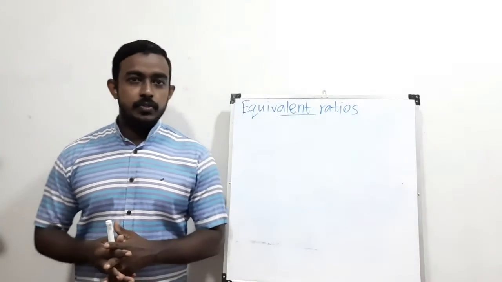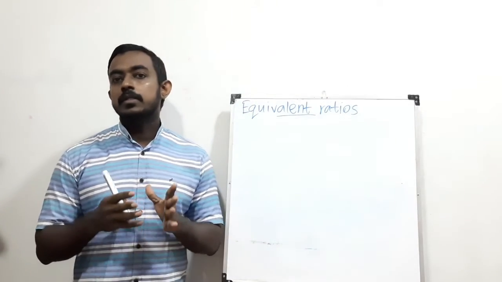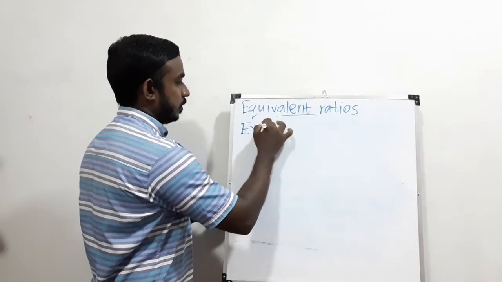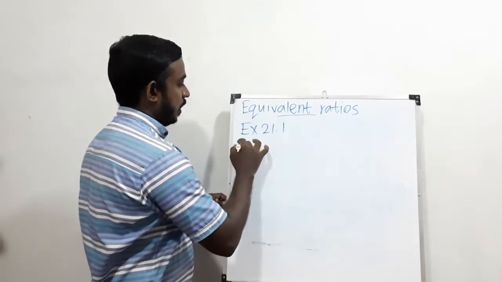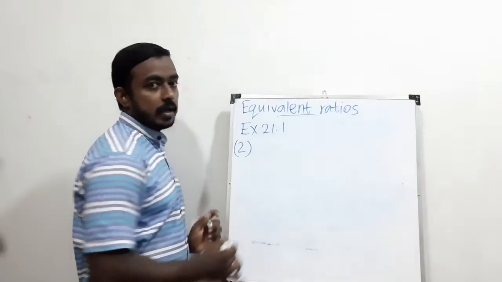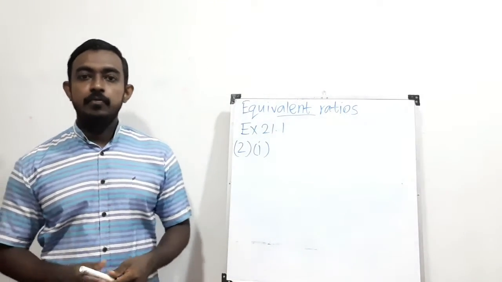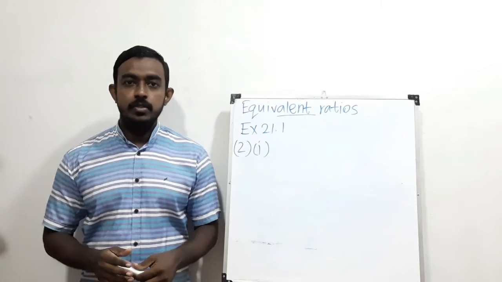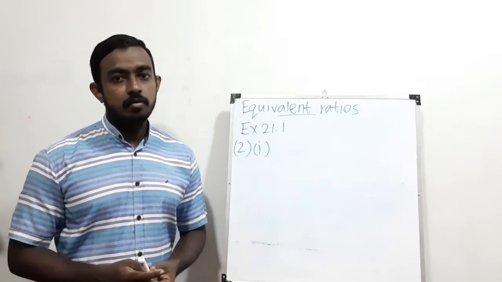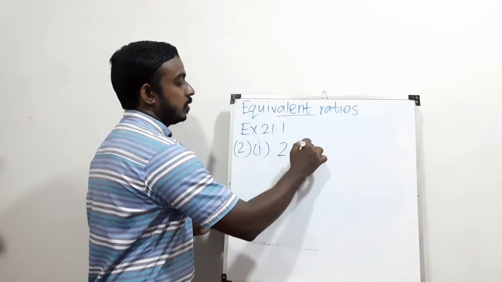Now I'm going to teach you equivalent ratios again using the same exercise. Exercise 21.1. And I'm going to use the second question to describe that. Here they say that for each of the following ratios, write down two equivalent ratios. Okay, let us consider the first one, 2 to 3.